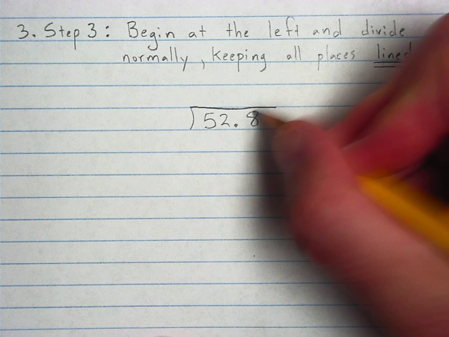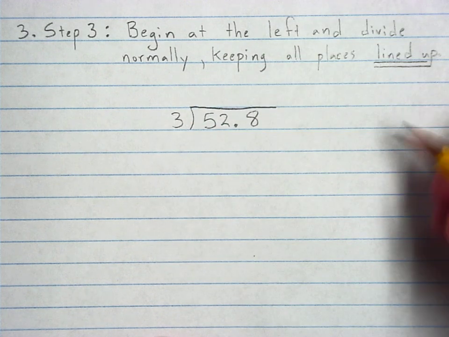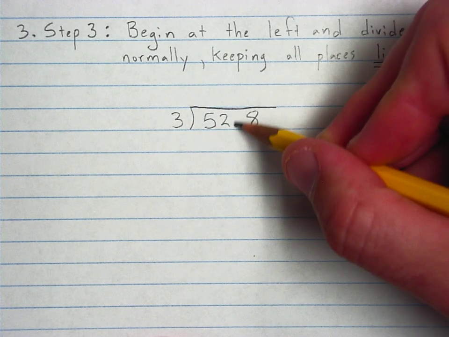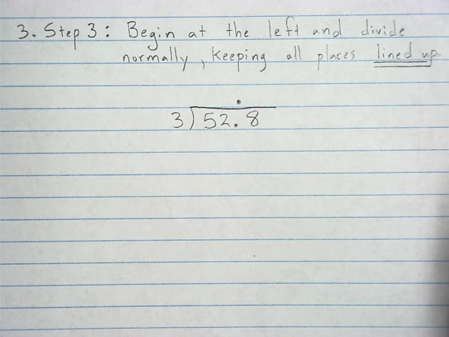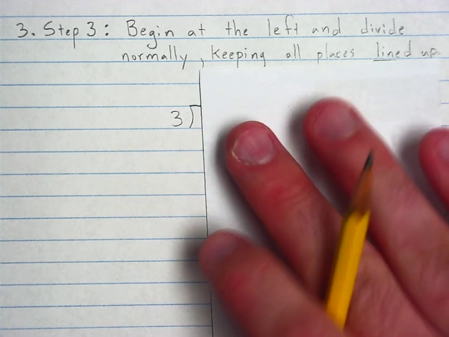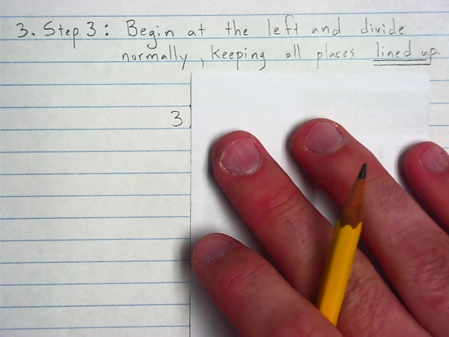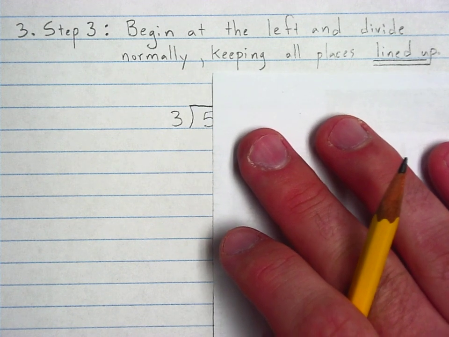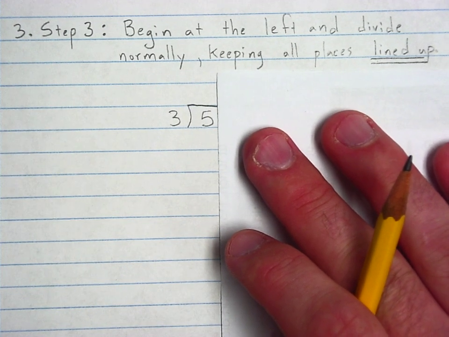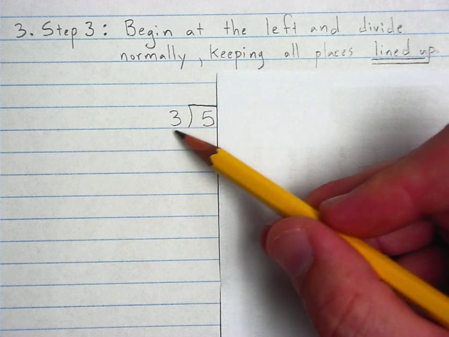52 and 8/10 divided by 3. I am going to remember this time. I am going to bring that decimal straight up. Then I'm going to start dividing. I like to use a little piece of paper or an index card, so I'm only looking at one column at a time. And I ask, 5 divided by 3.